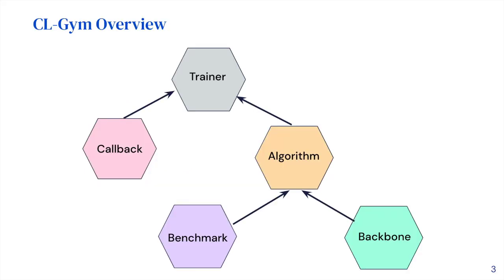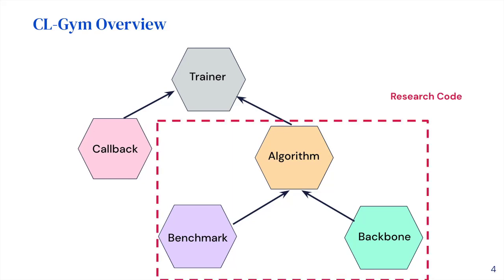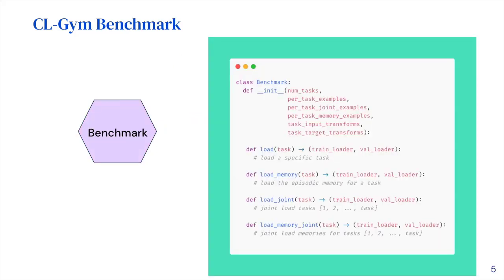CLGIM includes five main components, and we will discuss each one in detail. The architecture of CLGIM is motivated by the philosophy of separating the research code from the engineering and experimentation code. First, we introduce the benchmark component.